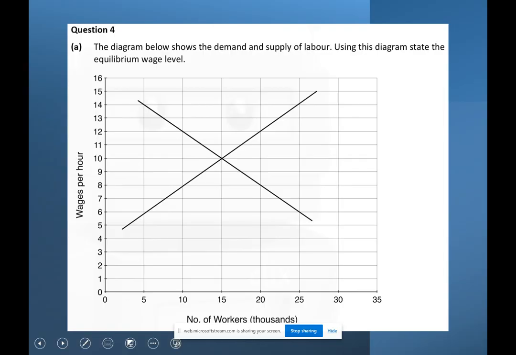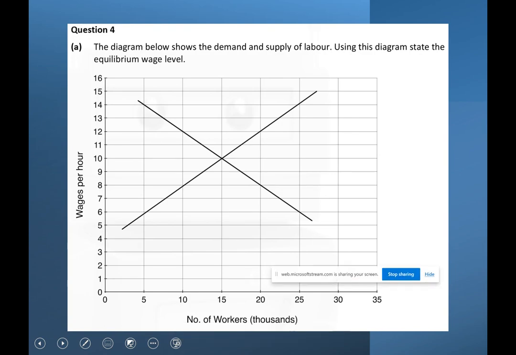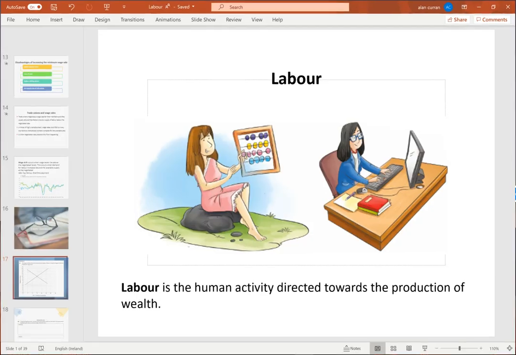So where is the equilibrium wage level? We can kind of do it here. Let's just knock that off for a second. Go away, you. Get this out of the way. All right. Oh, there we go.